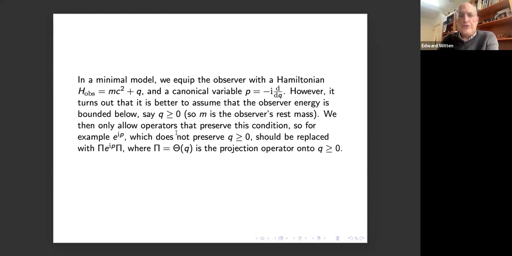We then only allow operators that preserve the condition that q is non-negative. So, for example, e to the ip, which does not preserve the condition for q to be non-negative, should be replaced by pi e to the i p pi, where pi is the projection operator onto q non-negative. So we freely write arbitrary operators that are functions of p and q, but before and after we project by pi onto states where q is non-negative.